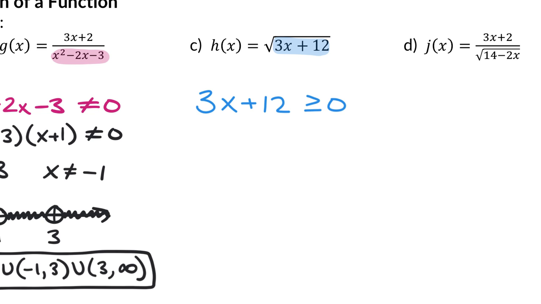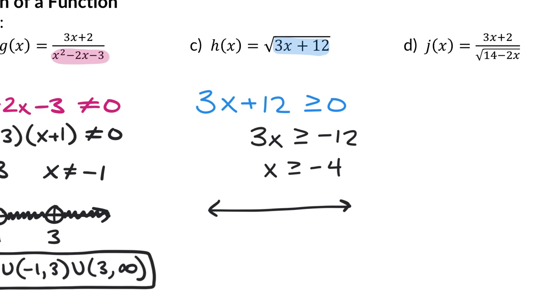This is a small little linear function that I need to solve. I would subtract 12 from both sides. I would divide by 3. So I know that I need all of my x values that I plug in to be greater than or equal to -4. You might be able to go straight from inequality notation to interval, but if not, I always find it helpful to draw a number line.